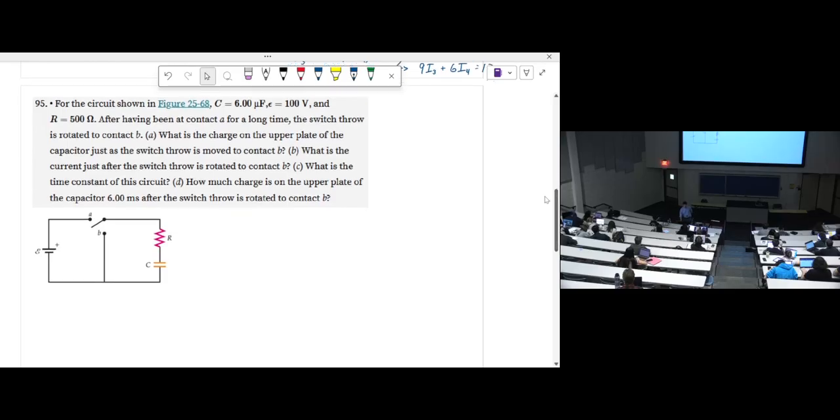All right, so for the circuit shown in figure 2568, the capacitor is a 6 microfarad capacitor. The EMF is 100 volts, and R is 500 ohm. After having been in contact with A for a long time, the switch throw is rotated to contact B.